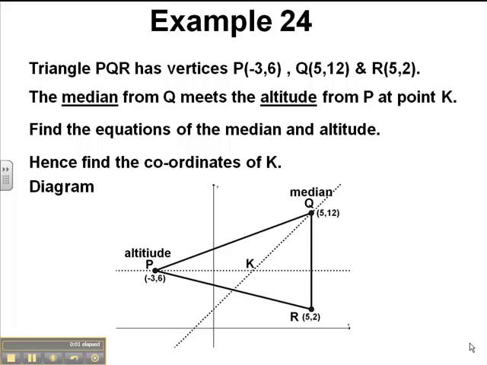In this example, we've been asked to find the point of intersection of the median going through Q and the altitude going through P. Point of intersection is K. To do this, we're going to get the equation of the median, we're going to get the equation of the altitude, and then by a process of simultaneous equations we are going to calculate the point K.